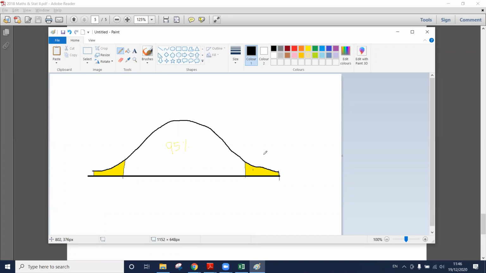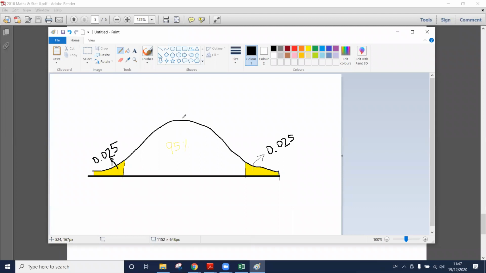If the 5% is divided between the two, how much does this region represent? 0.025. Right? 0.025. Here also, this region represents 0.025. Now we can find the z values here.